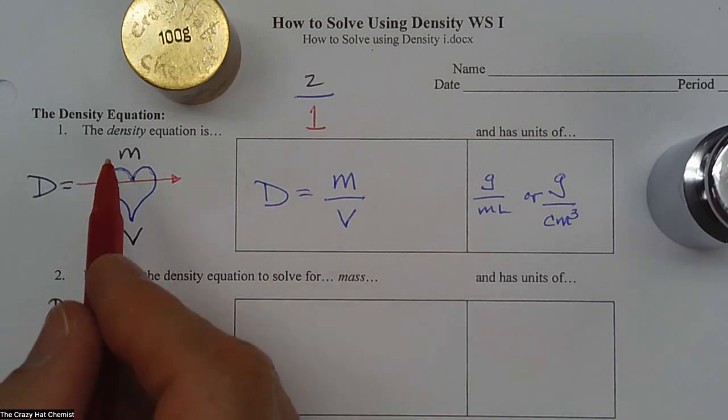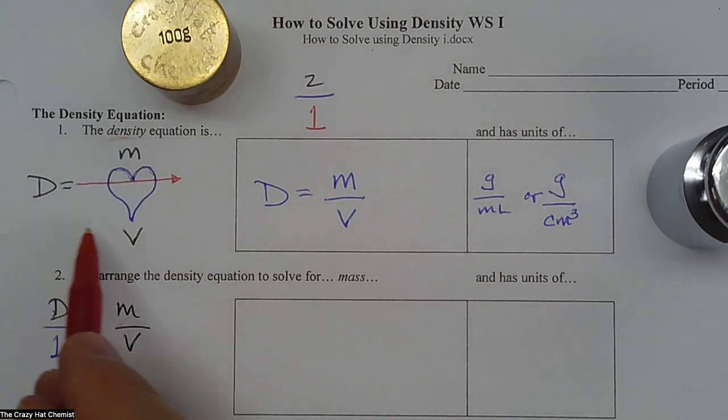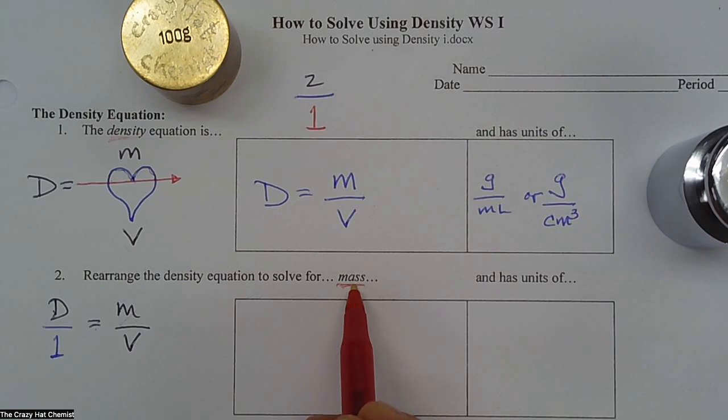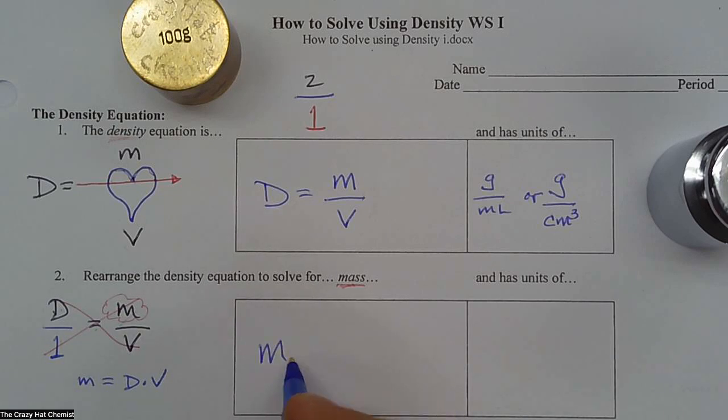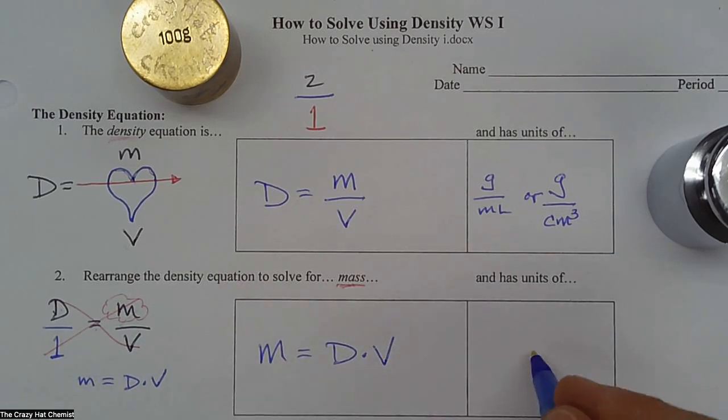What we're looking to do right now is we solved for the density equation, first of all, with your heart. Now we are going to rearrange the density equation and solve for mass. So we need to isolate the M, that is the mass. We're going to cross multiply, and that will allow me to do M times 1, which is M, is equal to D times V. So that's going to be my mass equation. I'm going to write that down: M, that's for mass, D, that's for density, and V, that's for volume. And the units for mass are going to be grams.